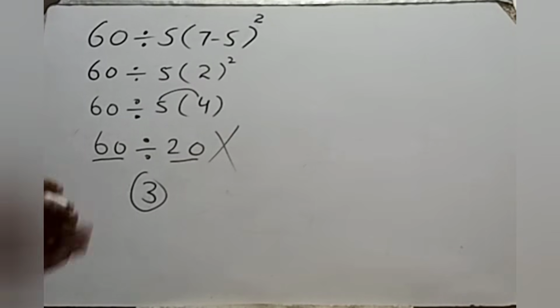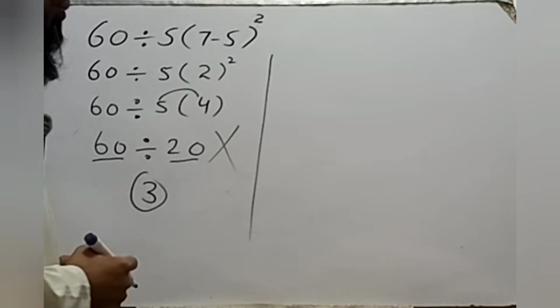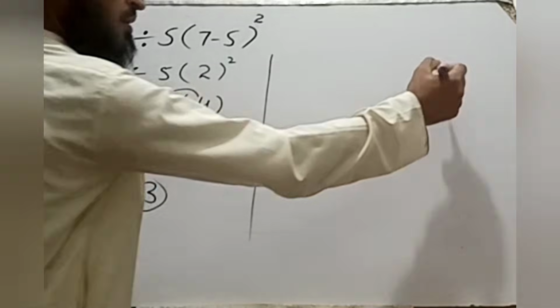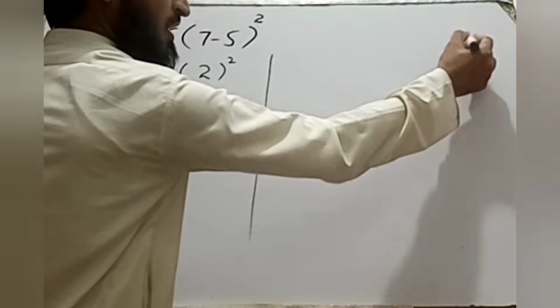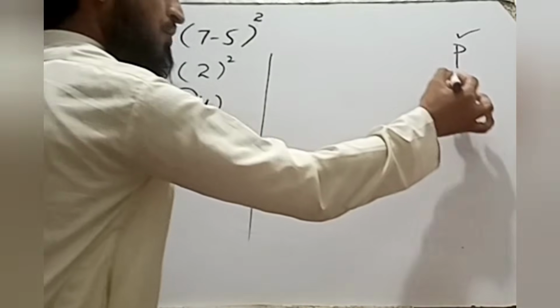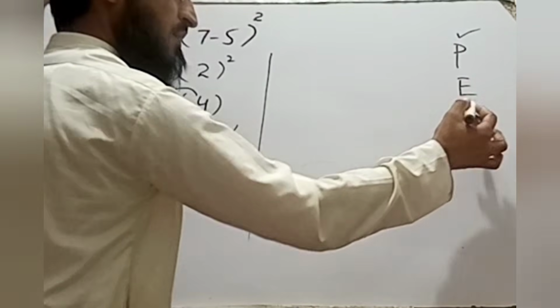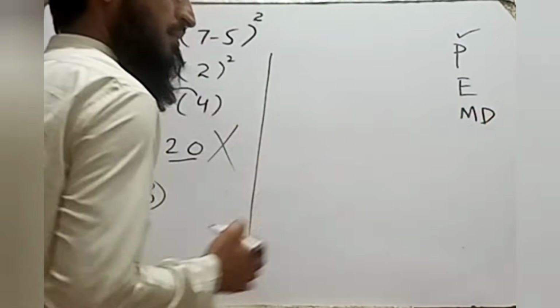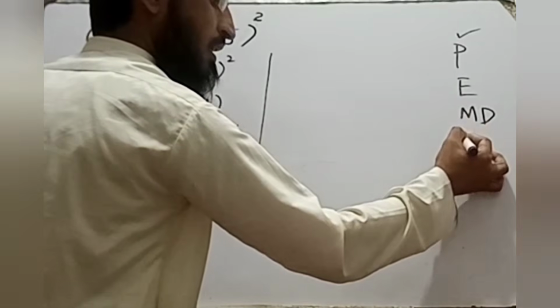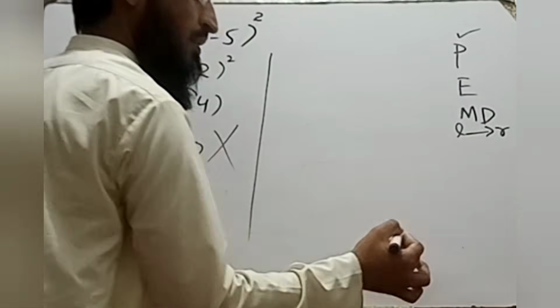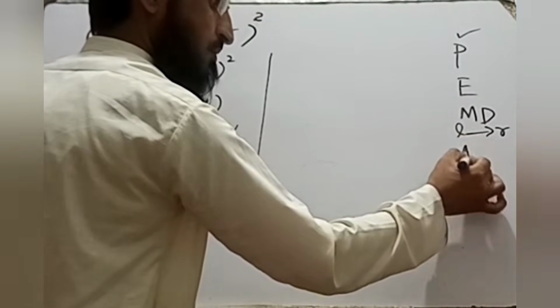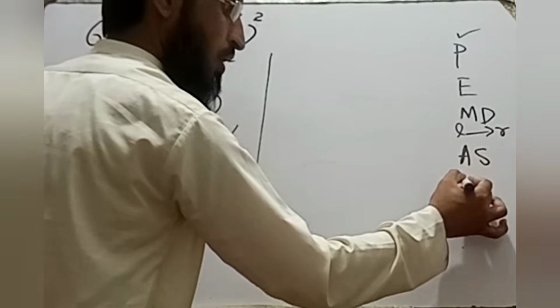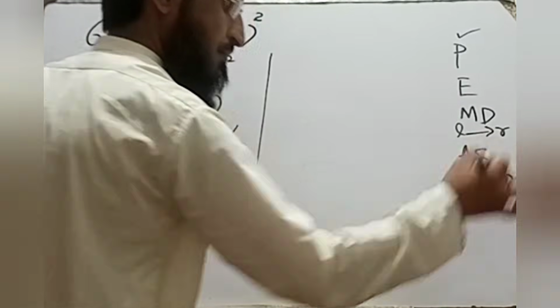Now let us solve this the correct way. Use the PEMDAS rule. P for parenthesis, E for exponents, M for multiply, D for divide, from left to right. Then addition and subtraction, also from left to right.